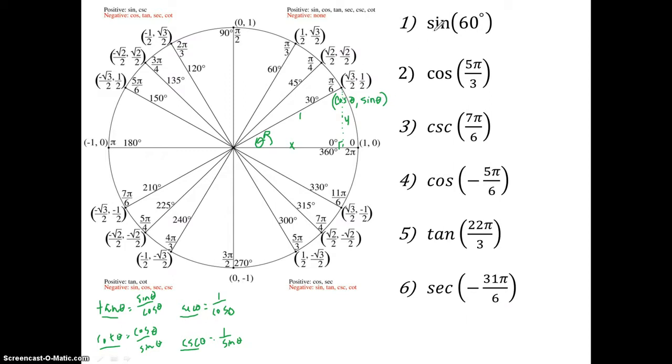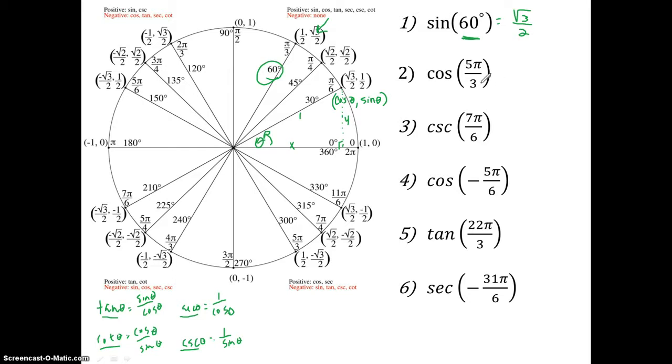Okay? So let's say we're looking for the sine of 60 degrees. All we do is go to 60 degrees on our unit circle, which is right here. And then we want the sine of 60 degrees. The sine is the y value. So the sine of 60 degrees is root 3 over 2. And that is it. That's all we do.